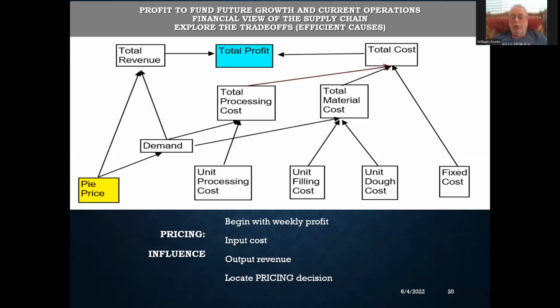Okay, but we're going to begin with weekly profit. We're looking at input cost, output revenue, and we'll look where we locate the decision. So we're going to make that yellow. A lot of the rest of this is going to be green, and then we're going to have total profit blue. We're going to follow that color coding pretty consistently.